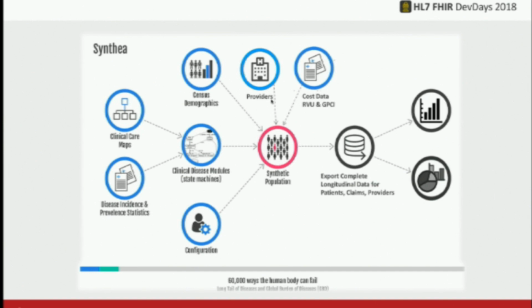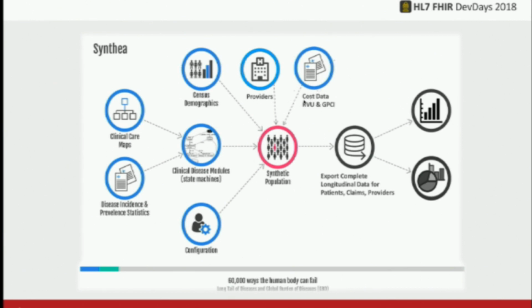The next thing we do is we add providers. CMS has a public data set, or actually several public data sets, where they list all the providers that get reimbursements from the government. And so we can see that. So we have all the hospitals, we have dialysis centers, we have all that kind of stuff, so we have these real provider organizations in the population.